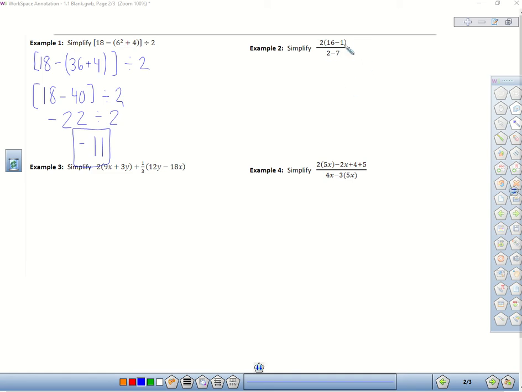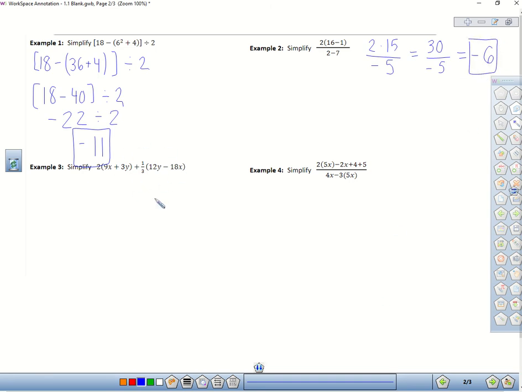Now as you can see, there is some grouping in the top, so we're going to work there first. So that gives me 2 times 15, and then down here I'm left with -5. That gives me 30 over -5. Now that we've simplified both of these down to numbers, we can evaluate that, and we get -6. And that would be our simplified expression here.